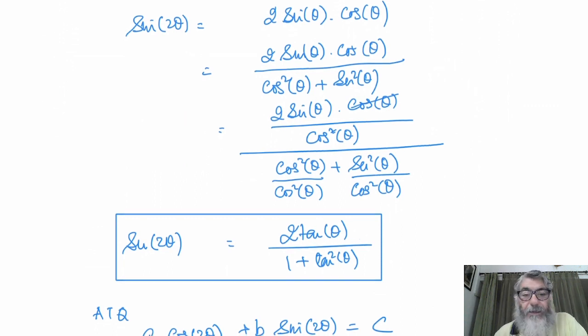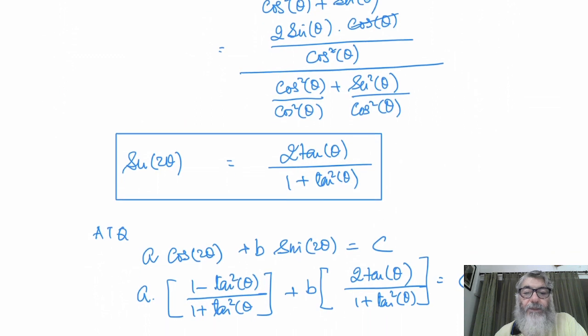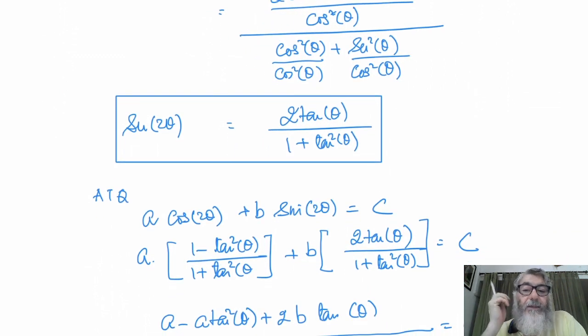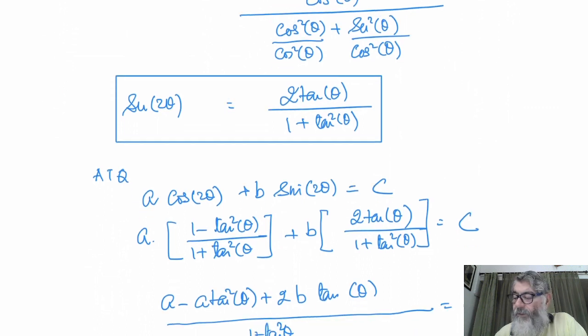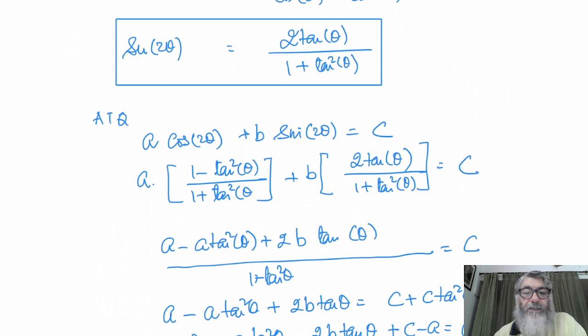Now we put the value of cos 2 theta and sin 2 theta in the given question in terms of tan theta or tan square theta, like a into cos 2 theta. The value of cos 2 theta is 1 minus tan square theta upon 1 plus tan square theta, plus b into 2 tan theta upon 1 plus tan square theta. After that, it only remains the question of calculation. It's just simple algebraic calculation. I took the LCM as 1 plus tan square theta. On the left side, I got a minus a tan square theta plus 2b tan theta is equal to c.